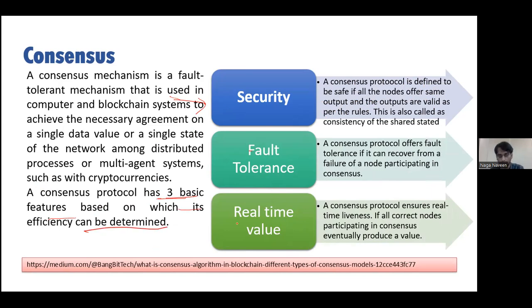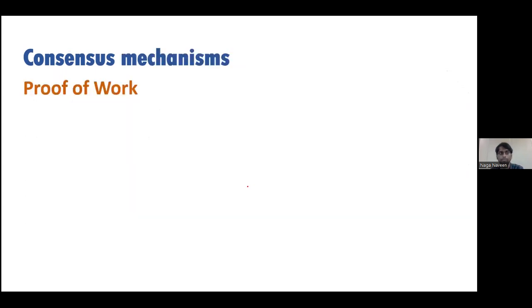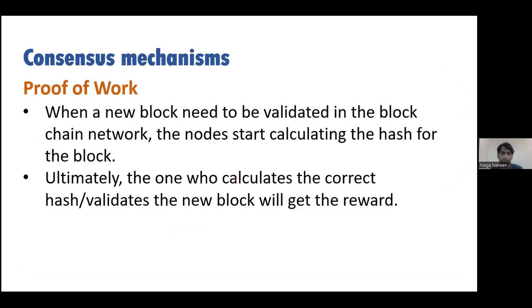There are so many consensus protocols. If you want to determine which consensus protocol is better in terms of something, and which other protocol is better in terms of something else, it will be determined by looking at these three basic features. Next, let us go deeper into this consensus mechanism. The first type of consensus mechanism is proof of work. When a new block needs to be validated in the blockchain network, the node starts calculating the hash for the block.